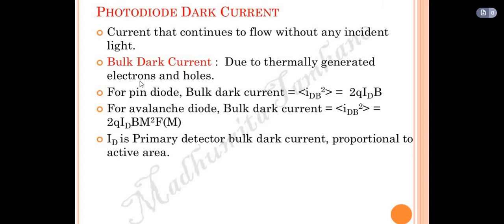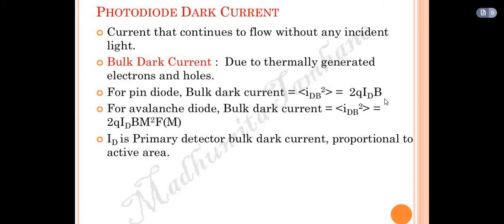Here we have a concept related to the bulk dark current. That is due to thermally generated electrons and holes. Based on that, we obtain a specific current value, which is the bulk dark current. So how do we get that dark current? It is given by i dB square equals 2q ID B. What is ID, students? It is nothing but the dark current.